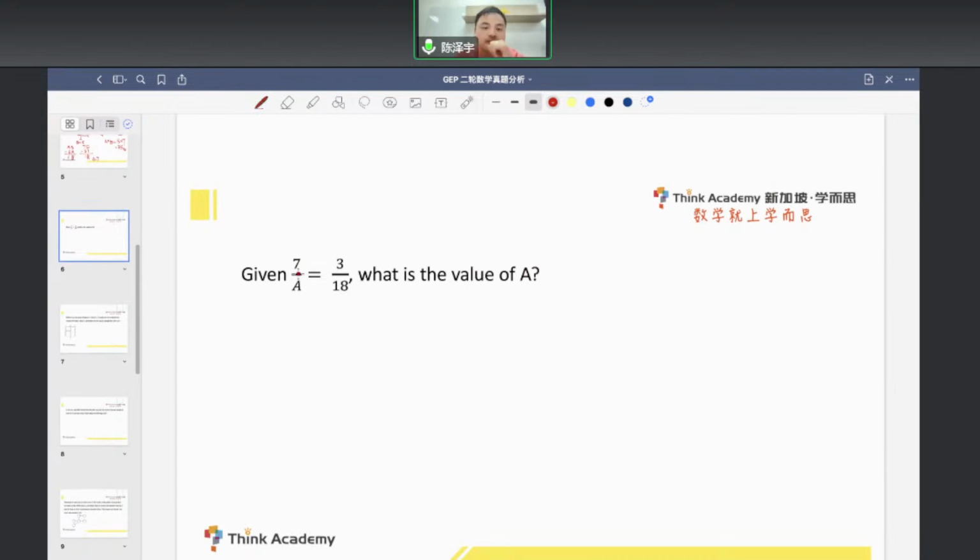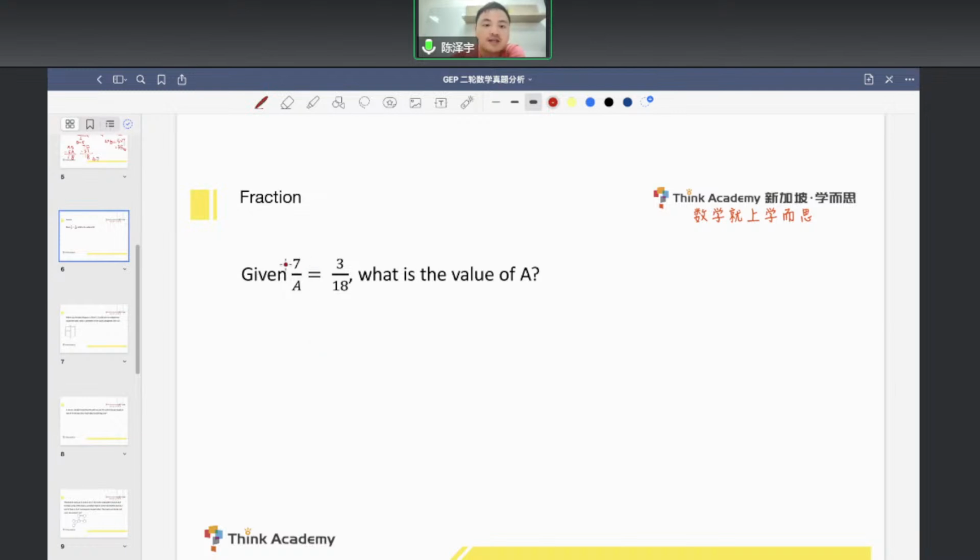So this question: given that 7 over A equals 3 over 18, what is the value of A? It is a very common, very simple fraction problem. But to a P3 student, I understand that it can be quite difficult because you have just learned a bit of fraction at your level. You might not immediately understand how to do this.